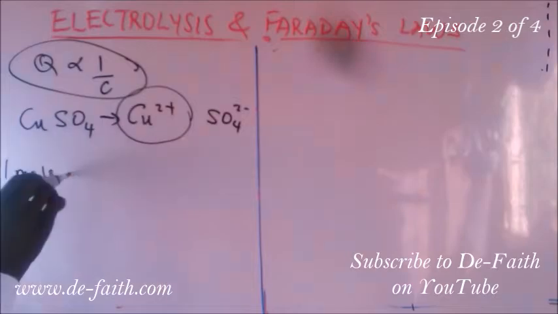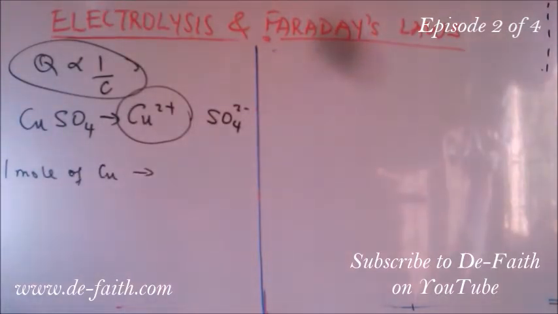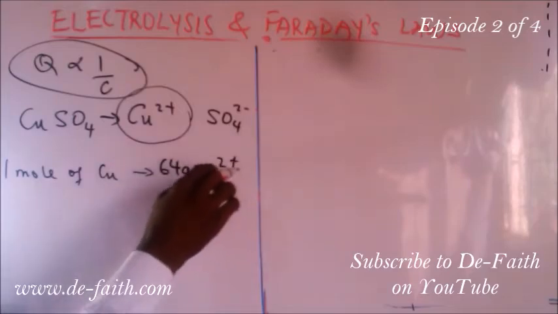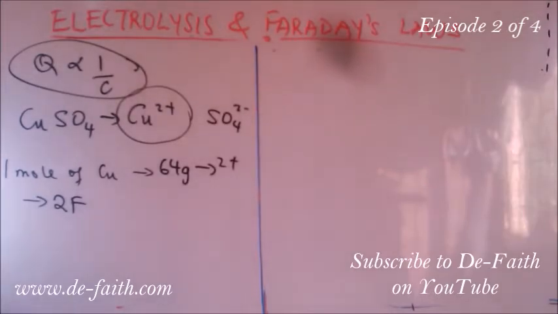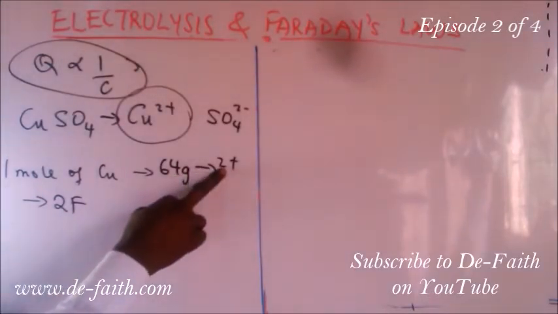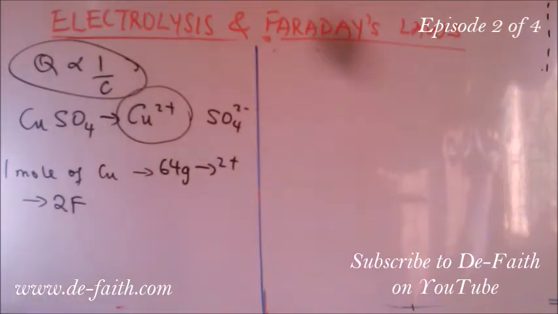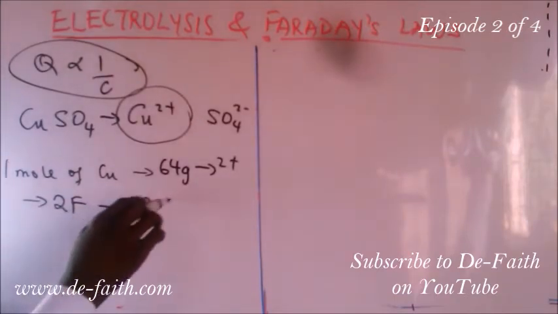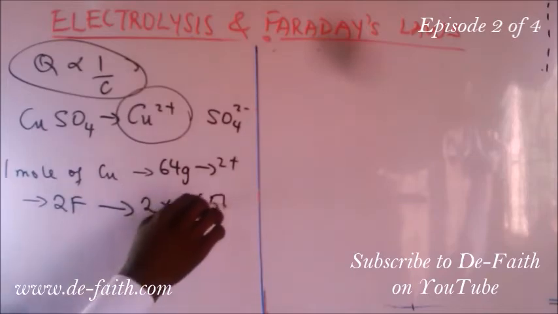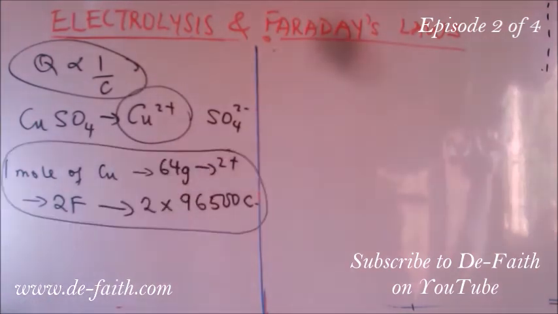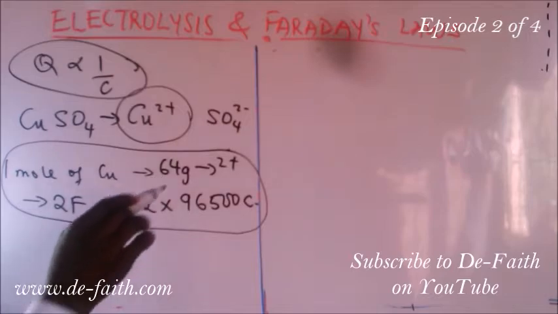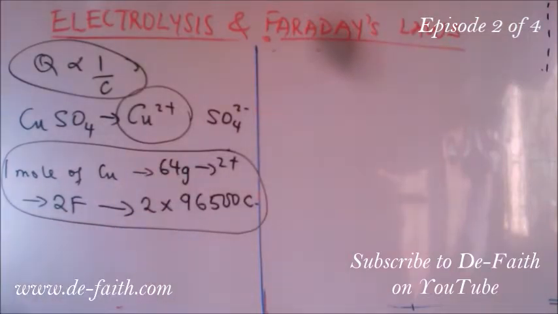Now, this is 1 mole of copper, and this 1 mole of copper has a relative atomic mass of 64 grams, and it has a charge of 2+, and this charge is also equal to 2F, that is 2 Faraday. It is 2 because we have 2 as the charge and then 1 Faraday, so 2 times 1, and it's also equal to 2 times 96,500 coulomb. So 1 Faraday is 96,500 coulomb. So this is the relationship between the mole, relative molecular mass, the charge, the Faraday, and the actual charge.